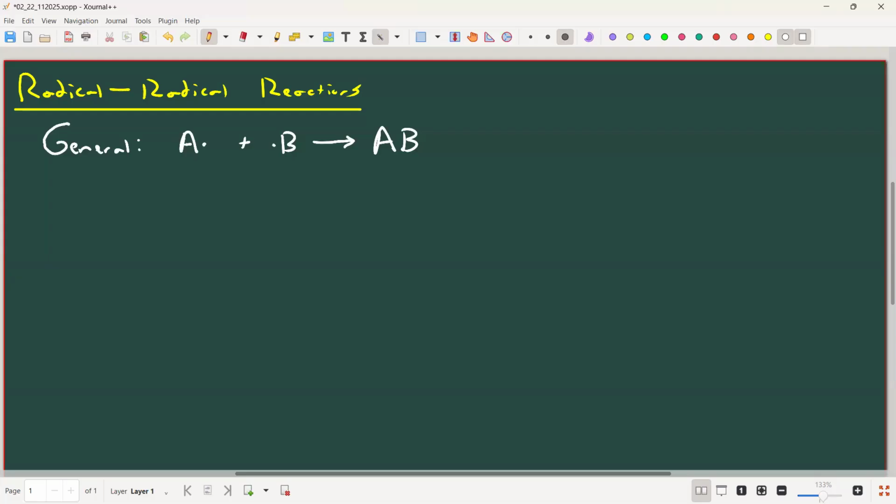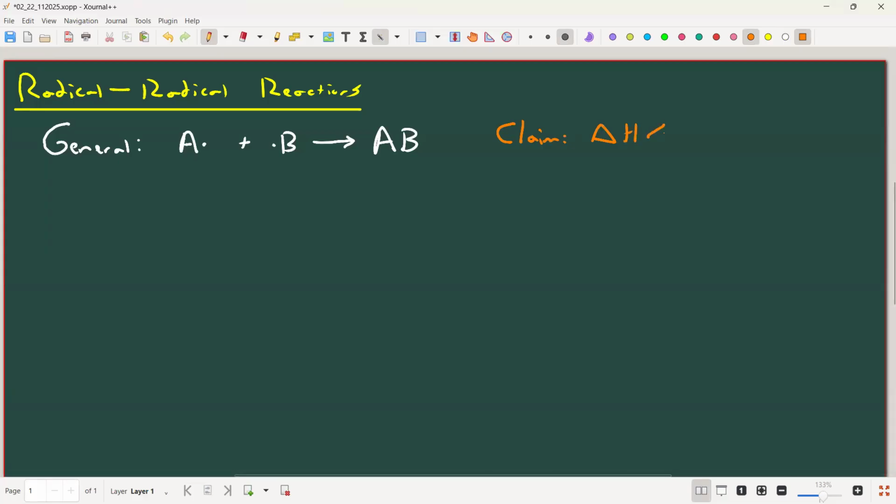Maybe I could prove that to you. We can look at the thermodynamics. Let's just make sure that this is exothermic. My claim here is that delta H for the reaction is less than 0. We don't know anything about delta S yet necessarily because it depends on the reaction. But in general, delta H is always going to be less than 0. And so let's look at an example of this reaction.